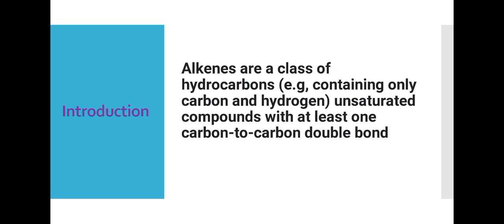See the introduction. Alkenes are a class of hydrocarbon containing carbon and hydrogen, but more specifically, these are unsaturated hydrocarbons with at least one carbon-to-carbon double bond.